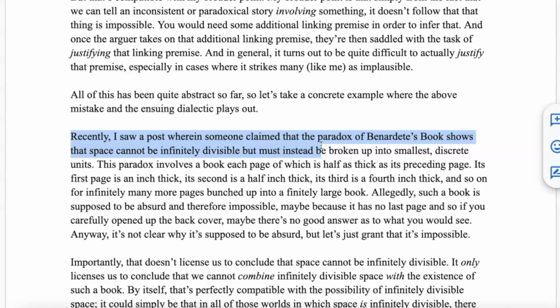So this paradox of Benardete's book, right? Benardete is a 20th century philosopher who has this amazing book, Infinity: An Essay in Metaphysics. He's a staunch defender of the actual infinite, but he also constructed various fascinating paradoxes and explored their philosophical ramifications and ways to avoid them, etc.